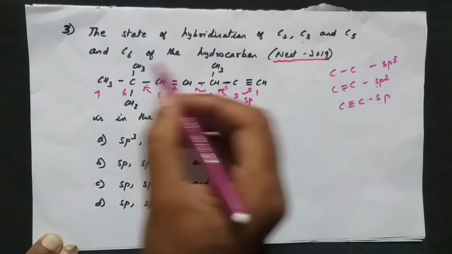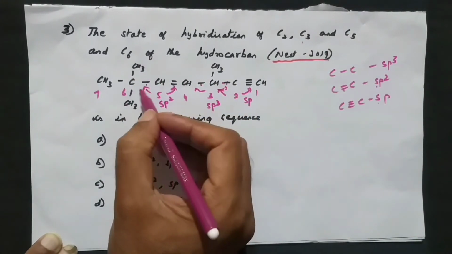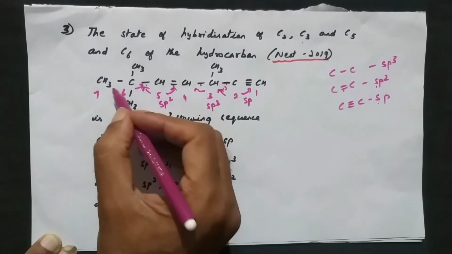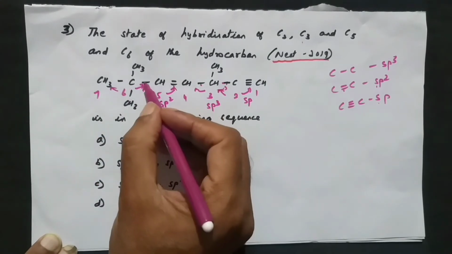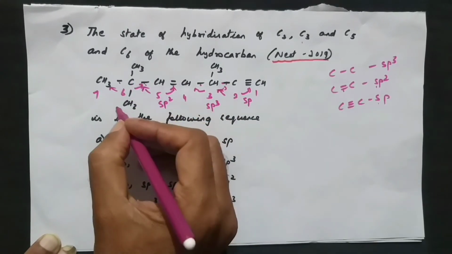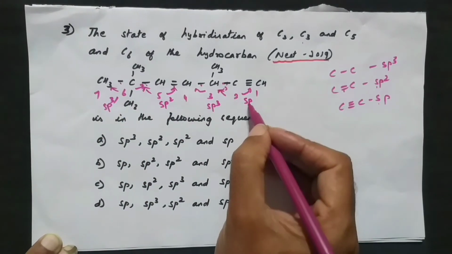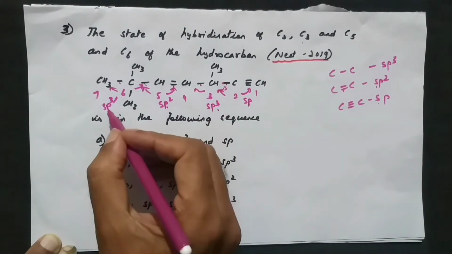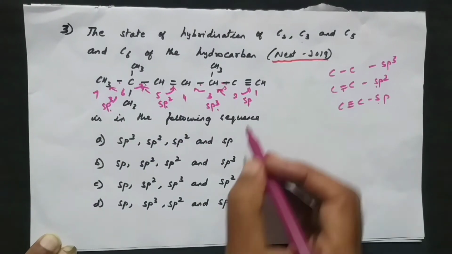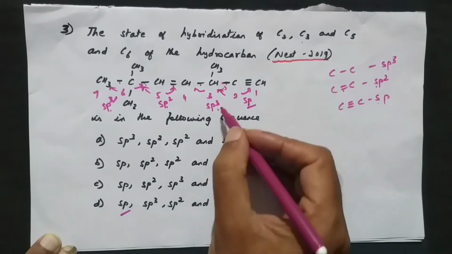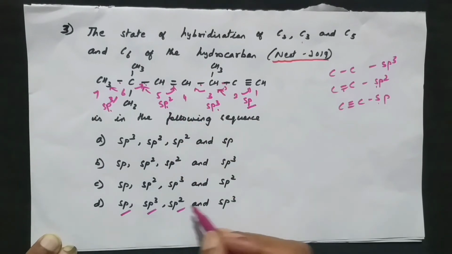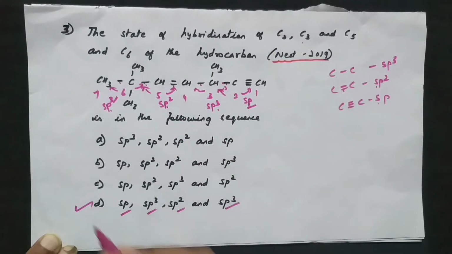And finally they're asking C6. So sixth carbon, you have to check with the carbon number 5 and the carbon number 7. Here also single bond, here also single bond. So carbon 6 will be sp cube. So it will be sp, sp cube, sp square and sp cube. So the option will be D.